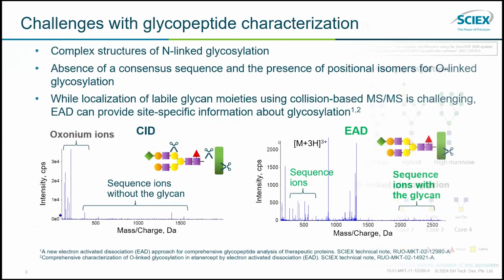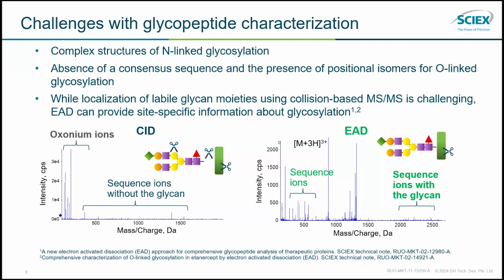So again, this slide nicely shows the difference between CID and EAD for the fragmentation. So CID basically breaks off the glycan, breaks the glycan in pieces, and you'll end up with these low m/z value ions here in your MS spectrum. These are oxonium ions that again can indicate that they came from a glycosylated peptide, but you have very few B and Y ions that will help you in identifying what the peptide sequence was, and also where the glycosylation took place, right?